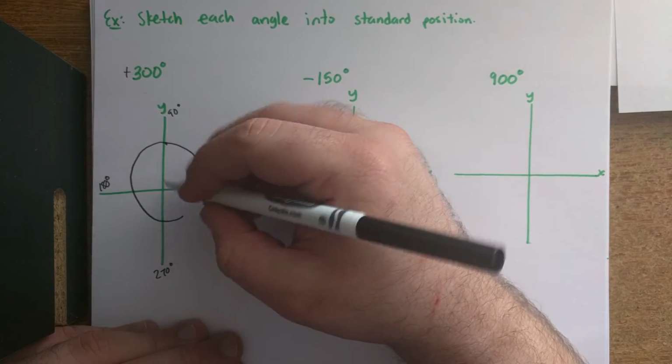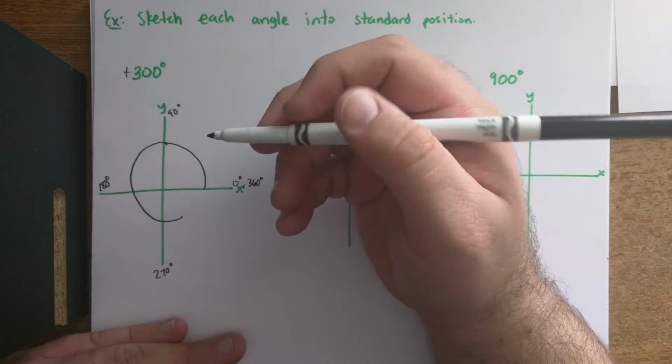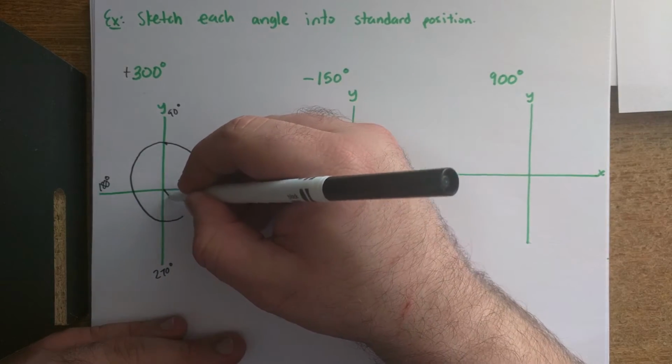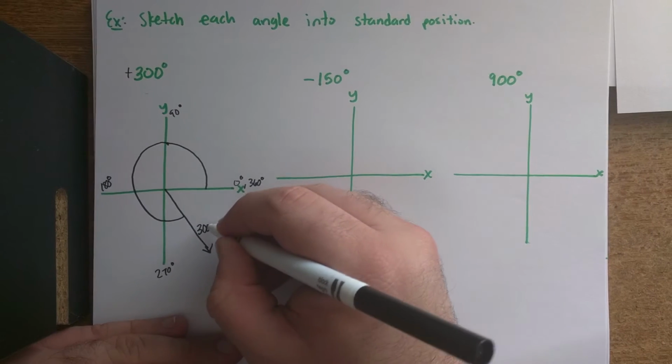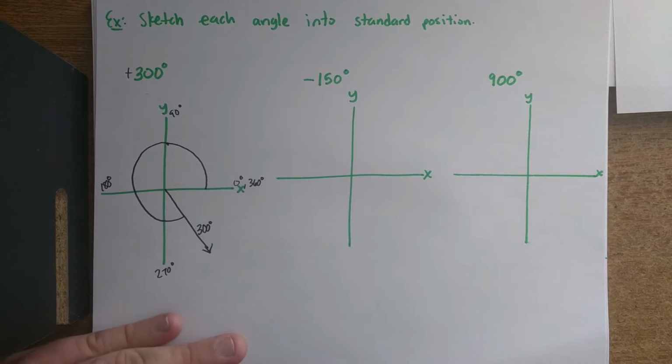360 is a full circle. So, and we're just estimating. It doesn't need to be absolutely perfect, but I'm going to say it's probably about right here. And that's 300 degrees. And we like to label these things, by the way, so go ahead and label that.